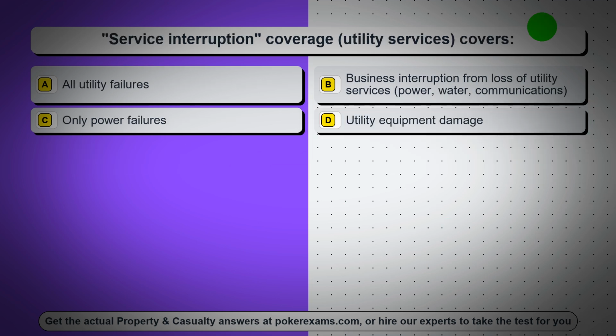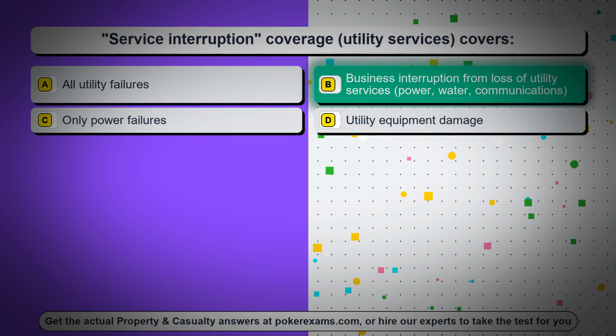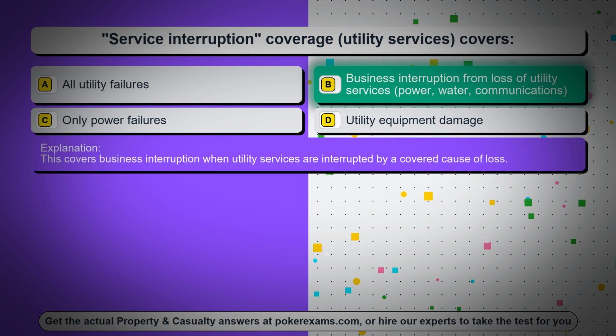Question 75. Service interruption coverage, utility services, covers, option A, all utility failures, option B, business interruption from loss of utility services, power, water, communications, option C, only power failures, option D, utility equipment damage. The correct answer is option B, business interruption from loss of utility services, power, water, communications. This covers business interruption when utility services are interrupted by a covered cause of loss.